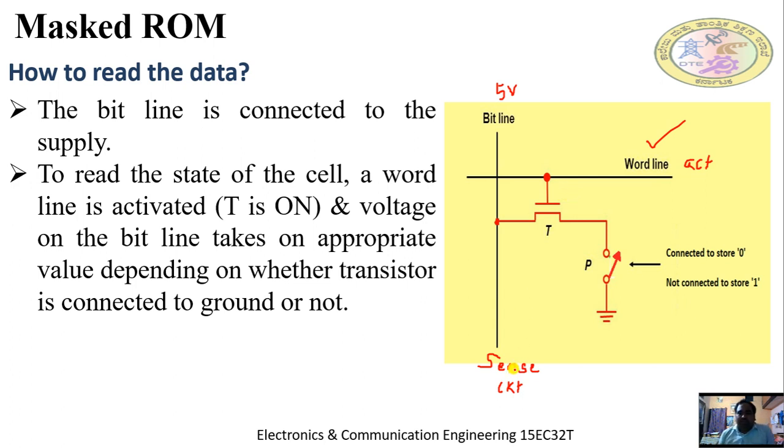The sense circuit which is connected at the end of the bit line will take a proper value of 0 or 1. So whether this P is in the connected position or in the open position, based on that it will read the value either 0 or 1.